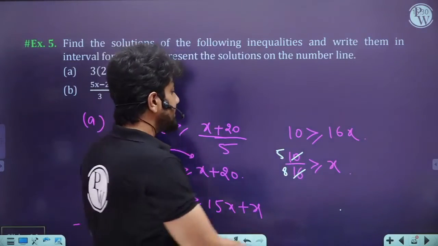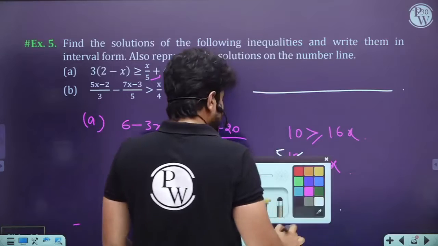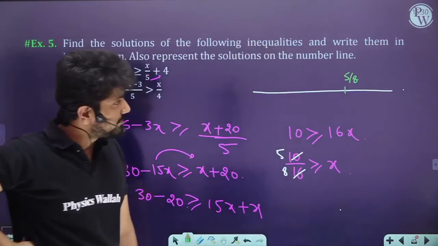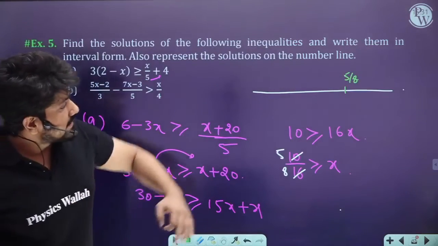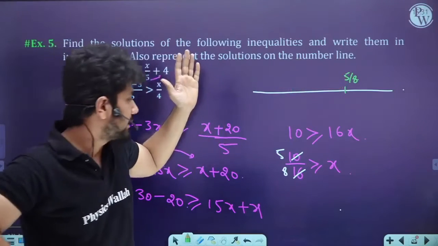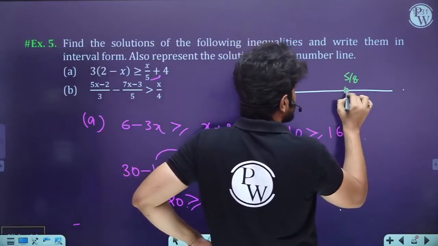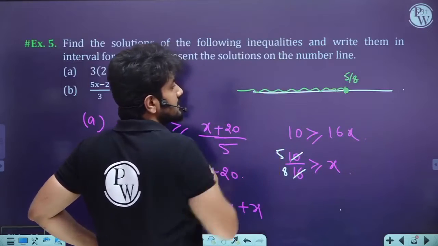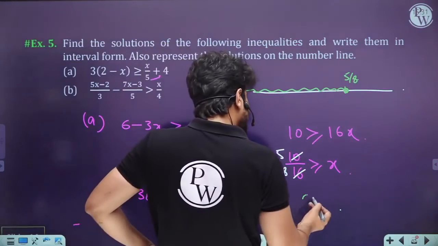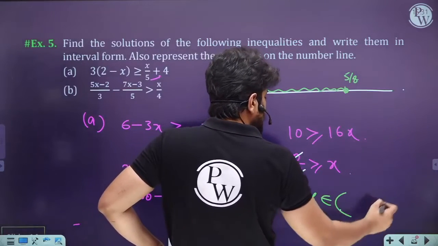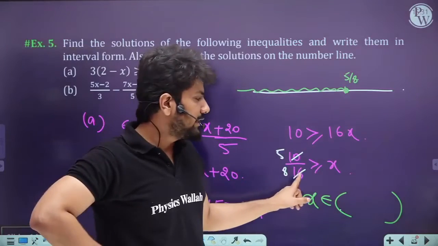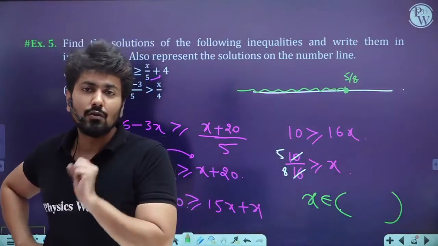How will you represent it on the number line? On the number line, there is some number 5 by 8 over here. Our number x is less than or equal to that. Basically, our number will be to the left of 5 by 8. This is how you will represent it on the number line, which you can write in interval format as x belongs to, which bracket are we going to use? There is an equality over here, so with 5 by 8, I will be using a close bracket.